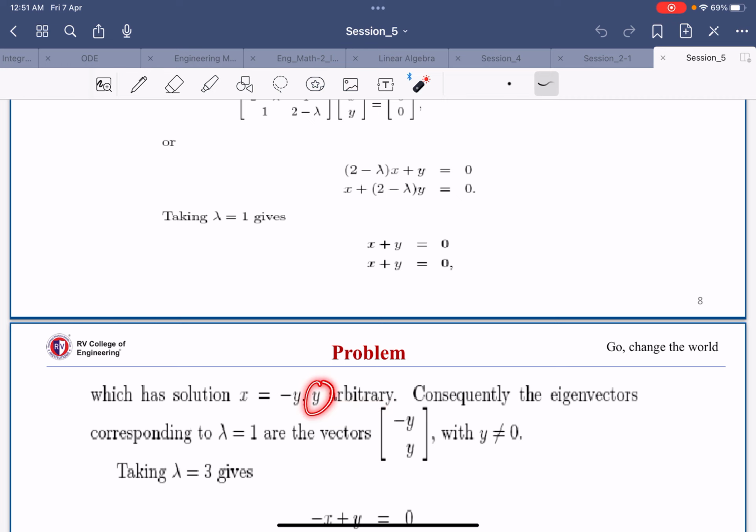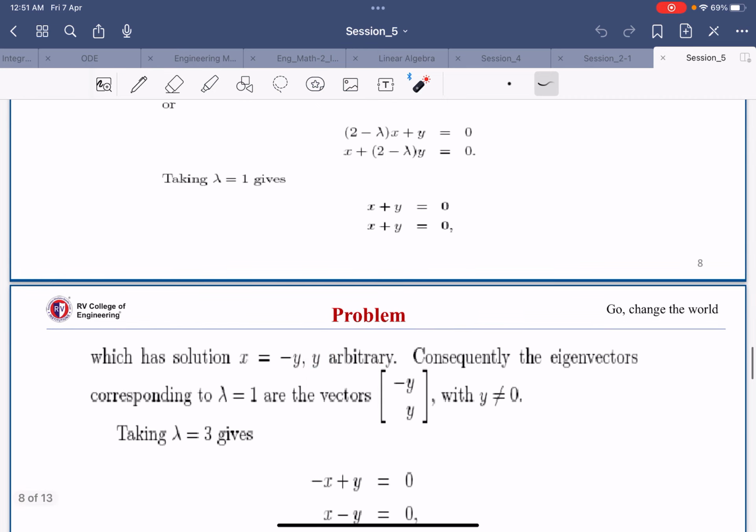In this case, if I take y as the free variable, the eigenvectors corresponding to lambda is equal to 1 are, we know x is equal to minus y as written here, and y is kept as it is, but it should always be non-zero. In other words, we can also write the eigenvector this way. Let y is equal to k, some arbitrary value, so my eigenvector will be minus k and k.